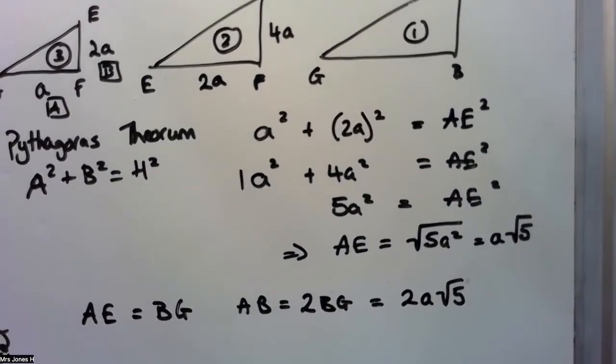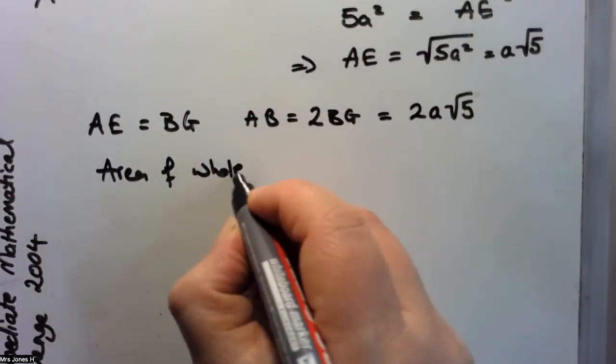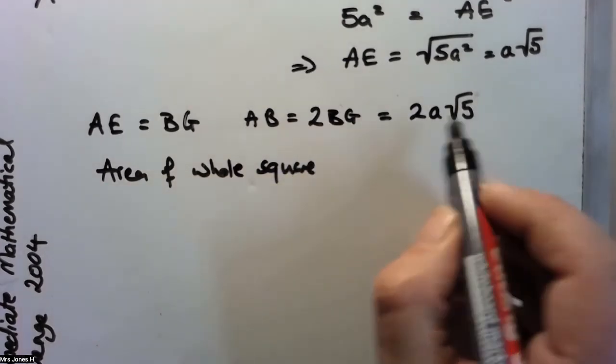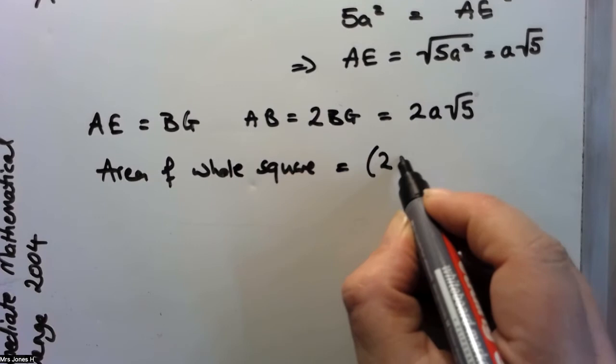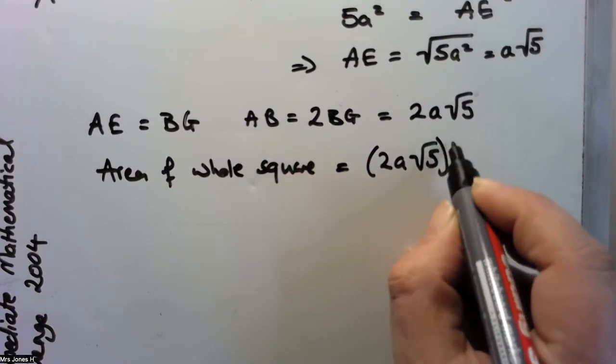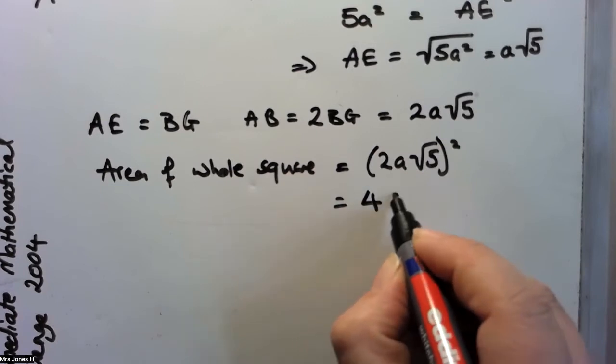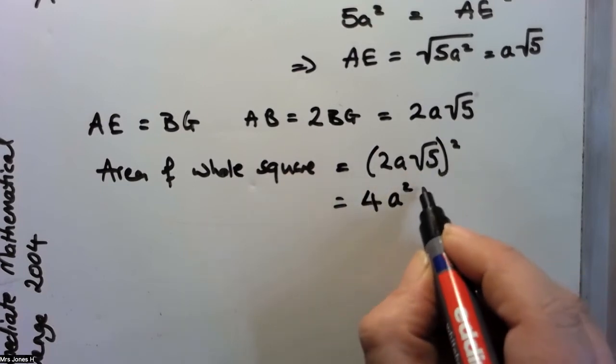And what we're asked to do is find out the fraction of the square in the rectangle, fraction of shaded area. So what we're going to do is find out the area of the whole square, which is this squared, which is the same as saying square the 2, square the A, square the root 5.